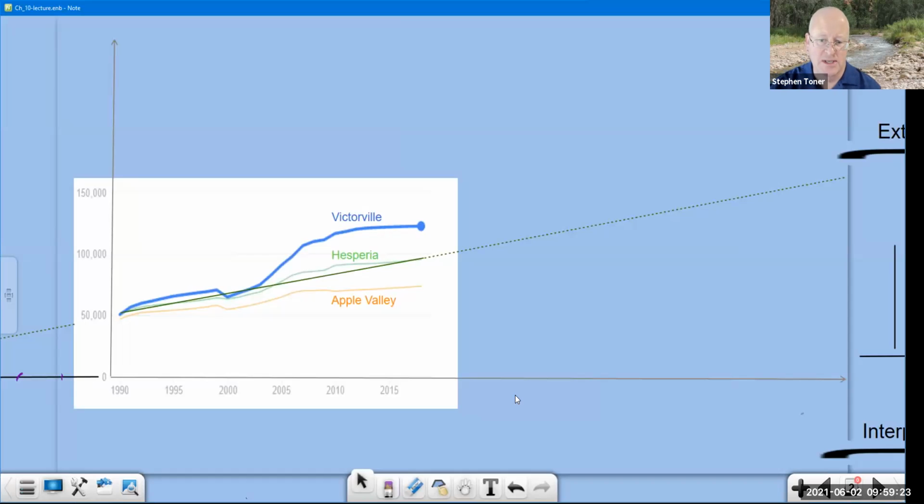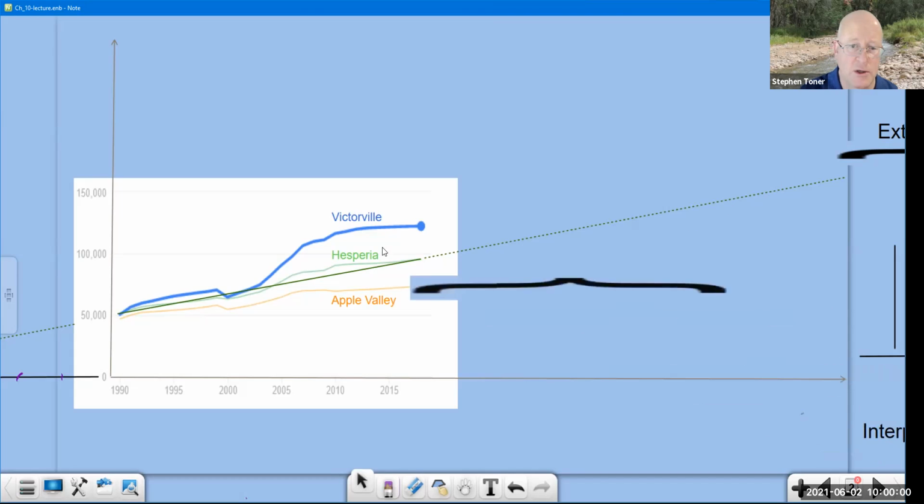Now, I've made up this next example myself to illustrate something. I went online and found this graph dealing with the population of 3 major cities in the high desert, Victorville, Hesperia, and Apple Valley, from roughly the year 1990 through 2015. I decided that we would focus on Hesperia because there's a pretty decent relationship there, whereas Victorville has kind of a jagged relationship. So I've taken a dotted line and I've extended this out.